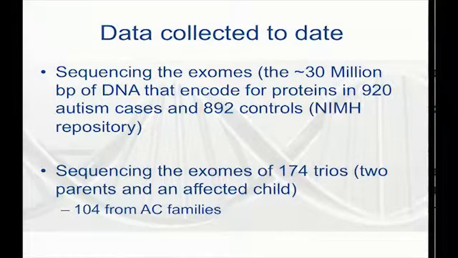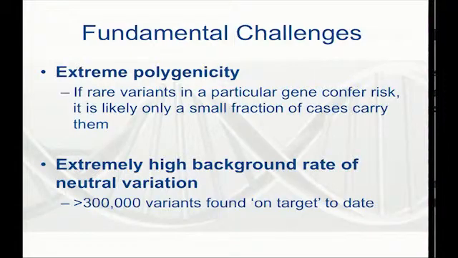So this will be the study that I'll briefly describe for you. It's still obviously a work in progress, but in particular, we focused locally on the sequencing of trios, two parents and an affected child, from 104 of the participating Autism Consortium families. So the fundamental challenges, as I've outlined them for you, are that there are many genes involved, and so we don't really expect very many patients to carry mutations in any one particular gene, which makes it very, very hard to find them in the first place.